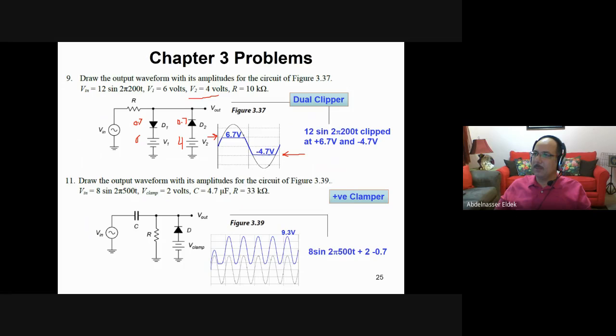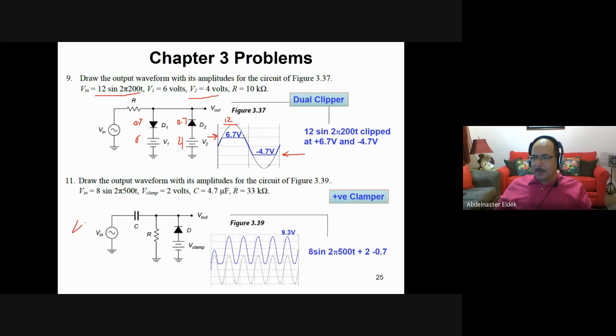Is this a question? Determine the output waveform? Yes, and its amplitude for this figure. Okay. So here, if this one is 12, the maximum here is 12. But the output will be clipped at 6.7 and negative 4.7.